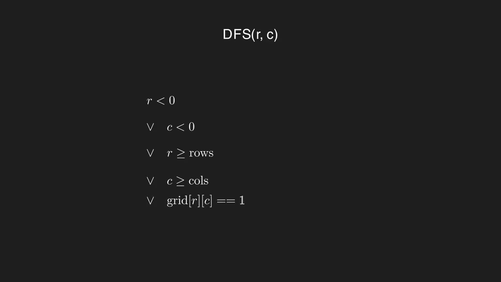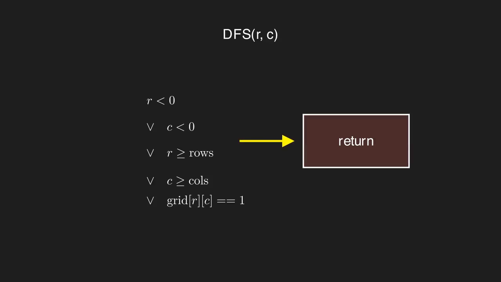Define depth first search at position R, C. The call must stop if R is less than 0, C is less than 0, R is at least the row count, or C is at least the column count. It must also stop when grid R, C equals 1. These conditions prevent invalid indexing and prevent traversal through water or previously processed cells.